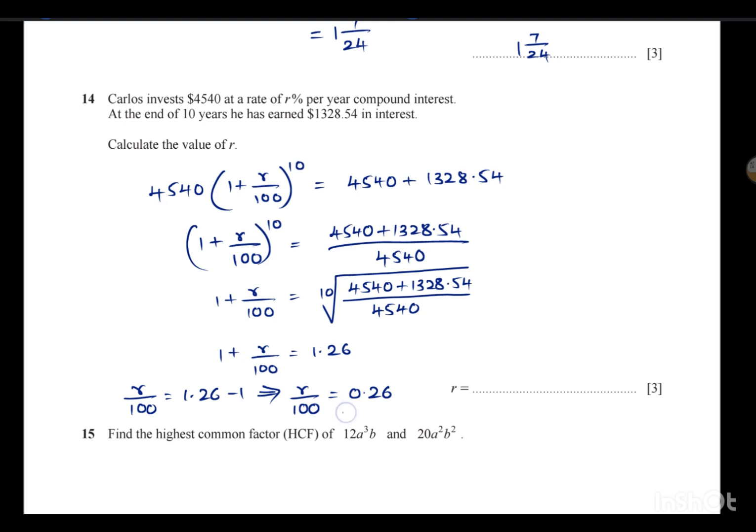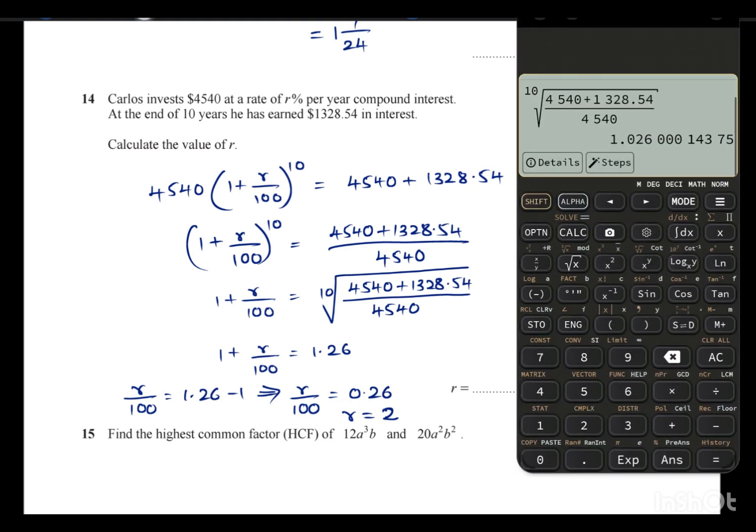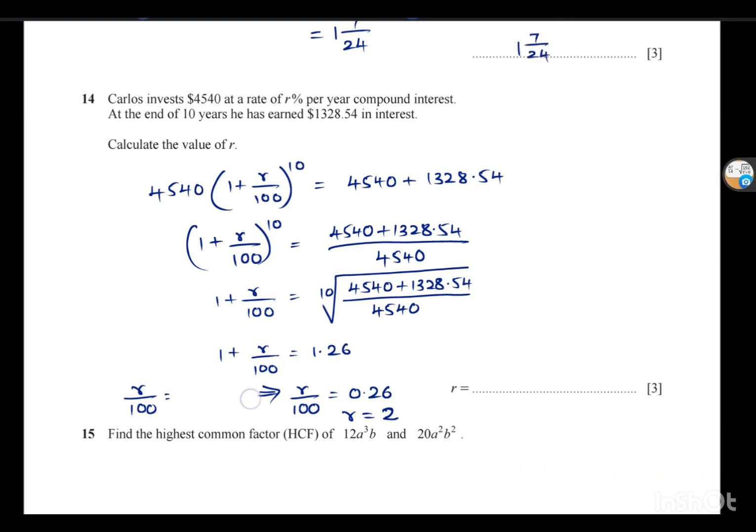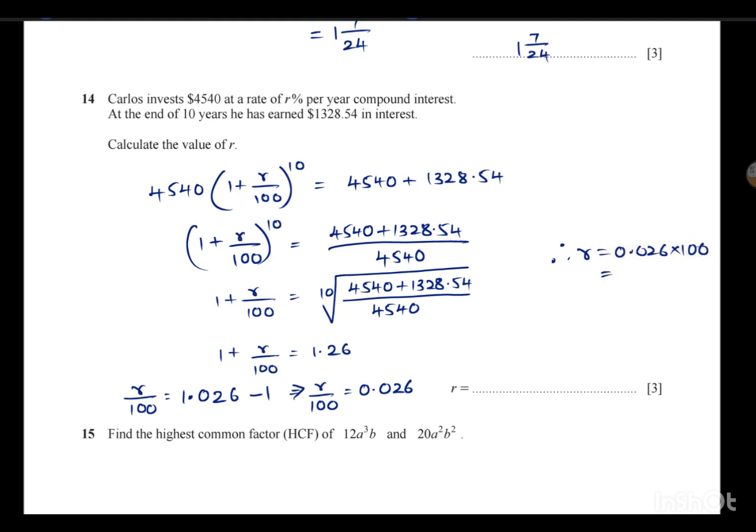Then r is equal to 100 multiplied by 0.26, oh sorry, this is 1.026, my mistake. 1.026 minus 1, this will be r by 100 is equal to 0.026. So therefore r will be 0.026 into 100, where the point will be shifted 2 digits, right? So 2.6%.